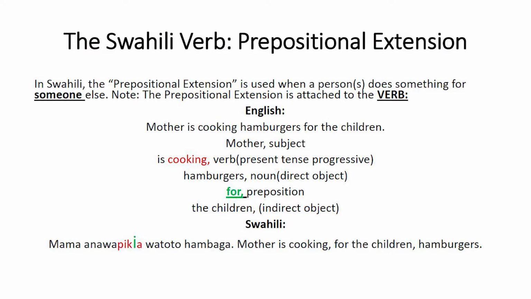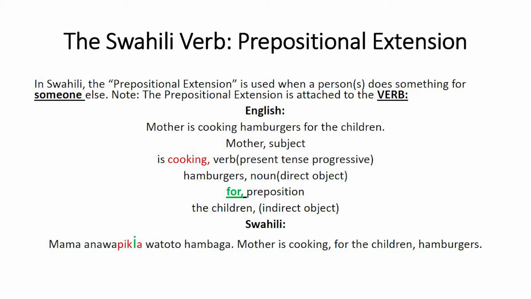So now we want to look at what is called the prepositional extension. In Swahili, the prepositional extension is used when a person does something for someone else. And this extension is attached to the verb. So let's look at an English sentence first. This English sentence reads, Mother is cooking hamburgers for the children. Clearly, mother is doing something for someone else.